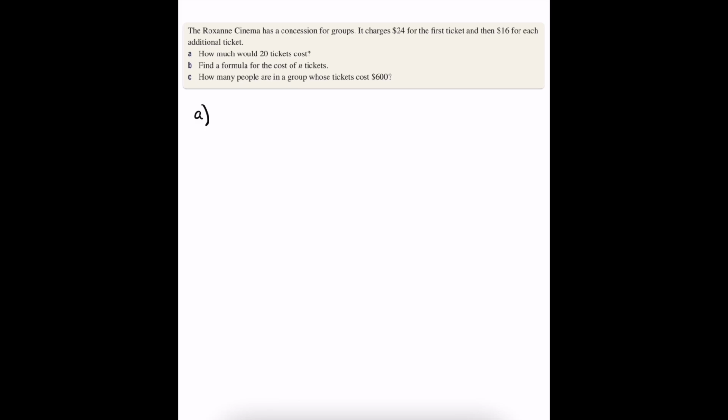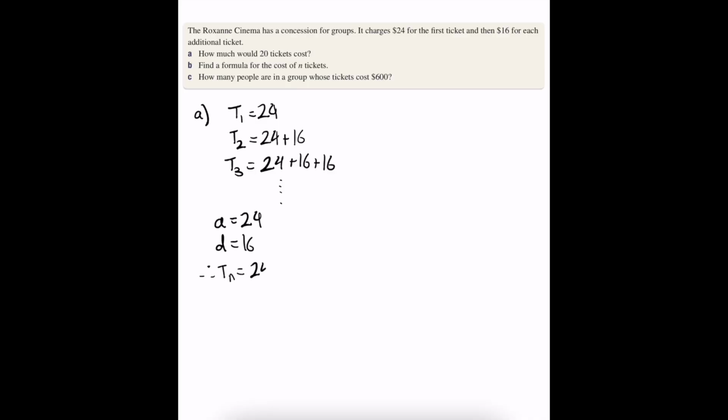And we see that they charge 24 for the first ticket and 16 for the next ticket. So if we're looking at the total cost of tickets, they can be represented as each term. So the total cost of one ticket, T1, would be 24. And the total cost of the second ticket would be 24 plus 16. And then the total cost of 3 tickets would be 24 plus 16 plus another 16. And it would sort of continue in this pattern. So what we can realize is that A is equal to 24 and D is equal to 16. So therefore, Tn is equal to 24 plus 16(n minus 1).